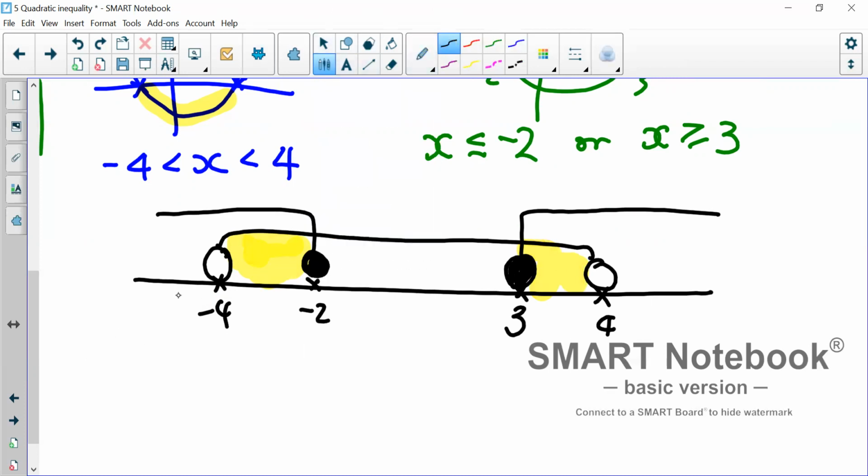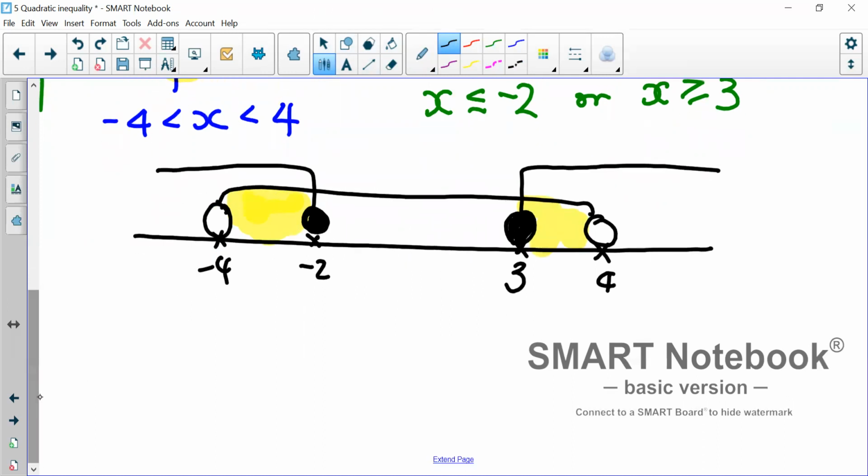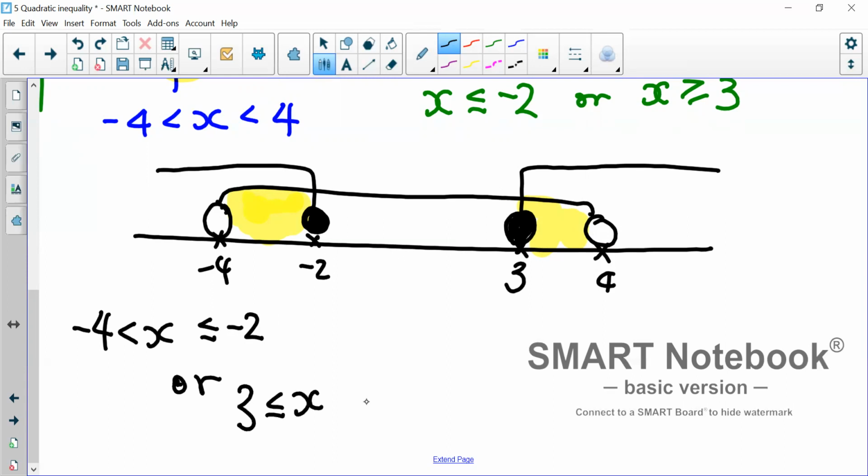So that means the inequality which satisfies both, the region which satisfies both of the inequalities, will have to be x is greater than minus 4, but less or equal to minus 2. Or the other region, which will be x that is greater or equal to 3, but less than 4. And that is your final answer.